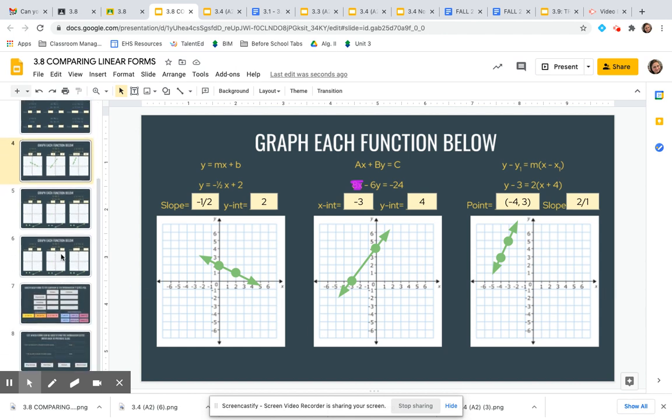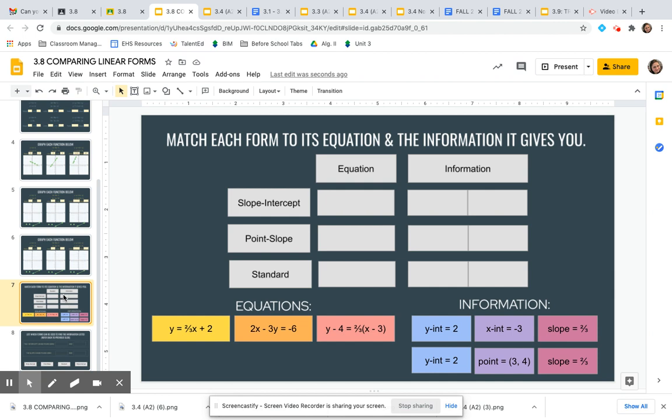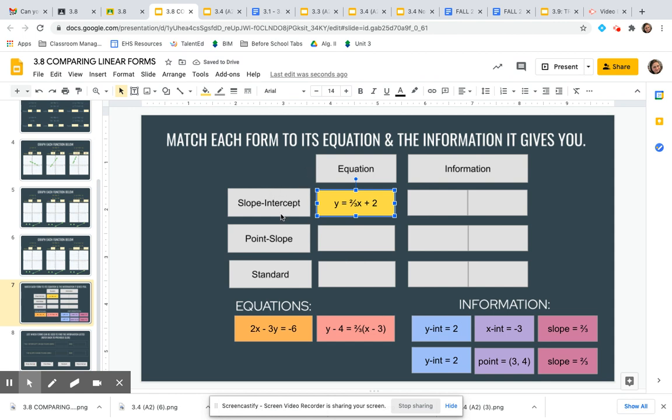Okay? On the last few slides, I'm just going to give you a little bit of a hint here. You're going to match each form, so the name of the form is right here, to its equation. So for example, this one is in slope-intercept form because you have the slope and the intercept. This one is trying to tell you what the slope and the intercept are. So find the slope, that's the 2/3 in front. This is the slope right here. And the 2 is the y-intercept. So those are the two pieces of information that this graph tells you.